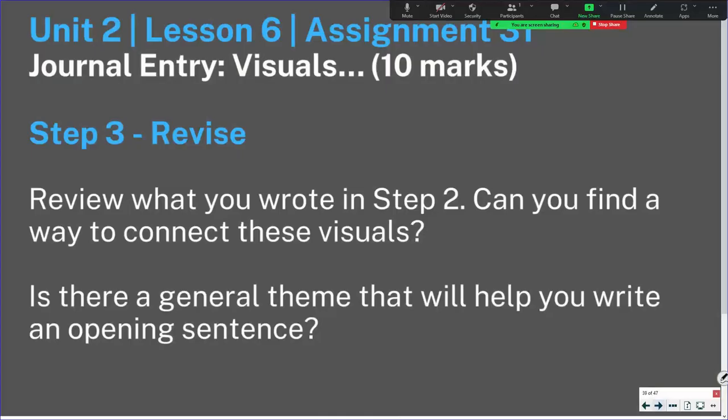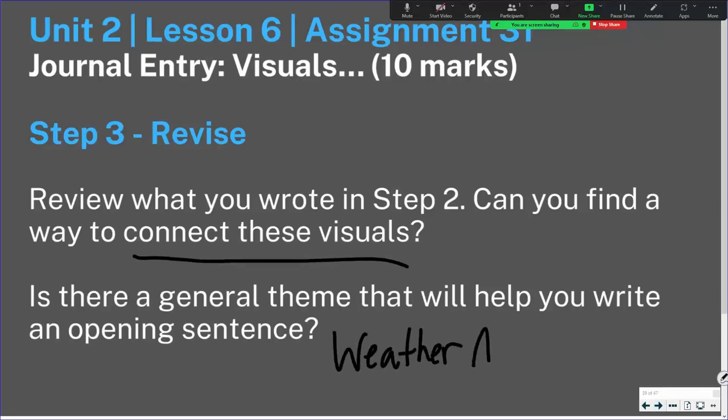Step 3, revise. Review what you wrote in step 2. Can you find a way to connect these visuals? So yes, I can. Is there a general theme that will help you write an opening sentence? So sure, there is. So, and I'm going to use that weather network, that's going to be my opening. That's going to be like my hook, my theme. It's gonna keep me going here. So step 3.